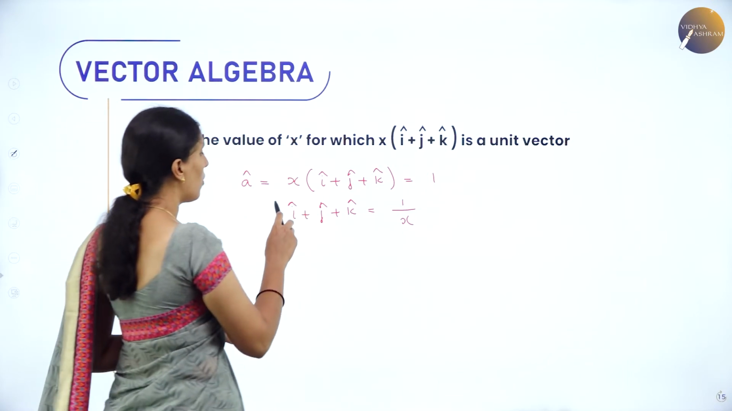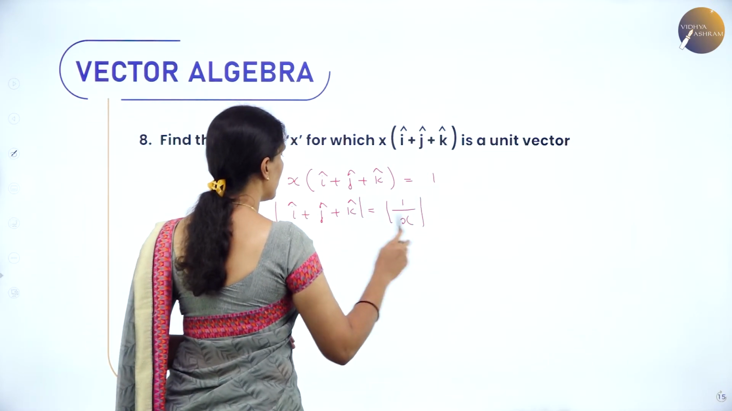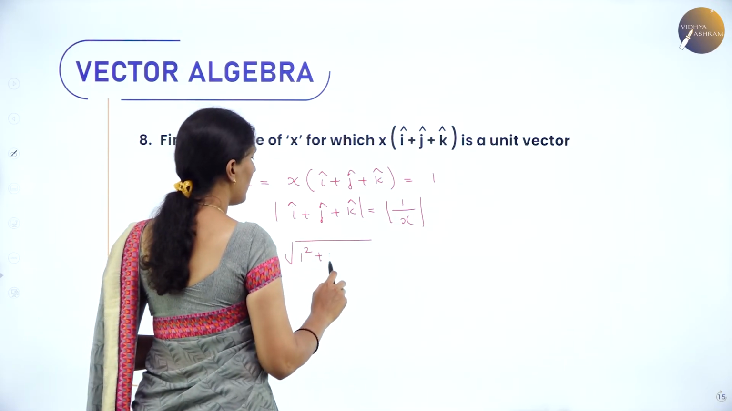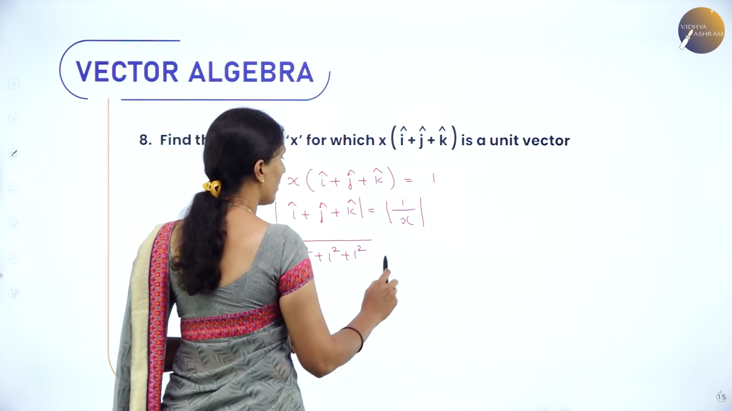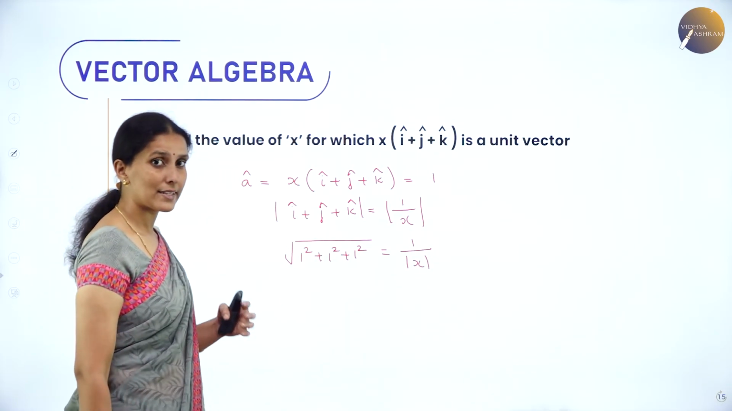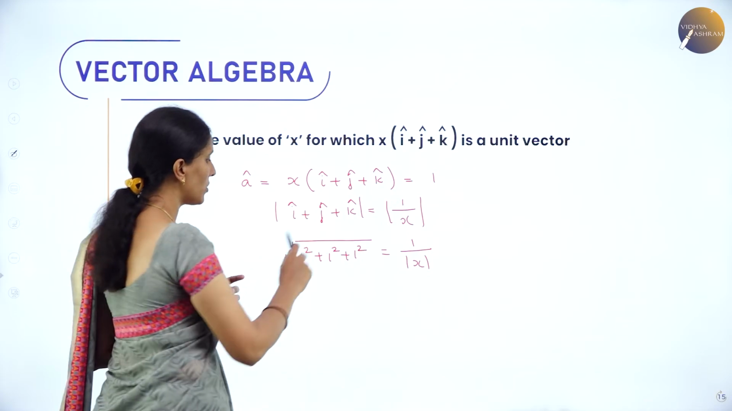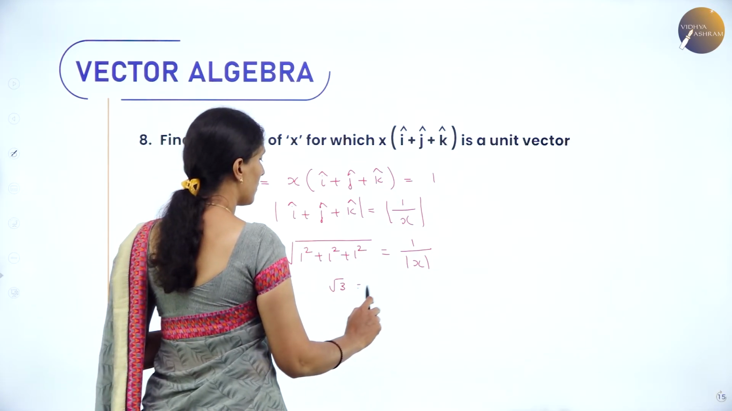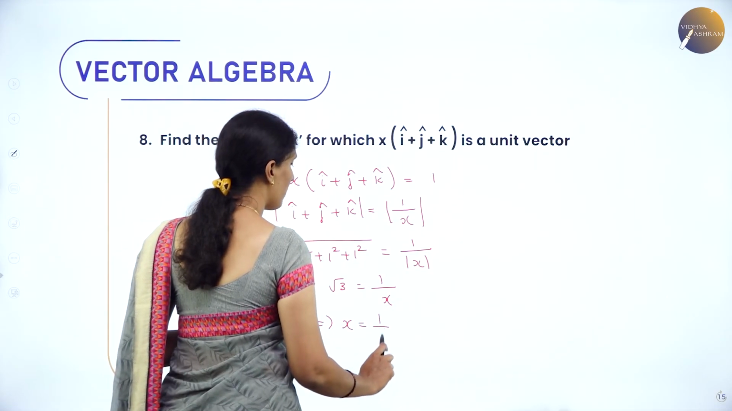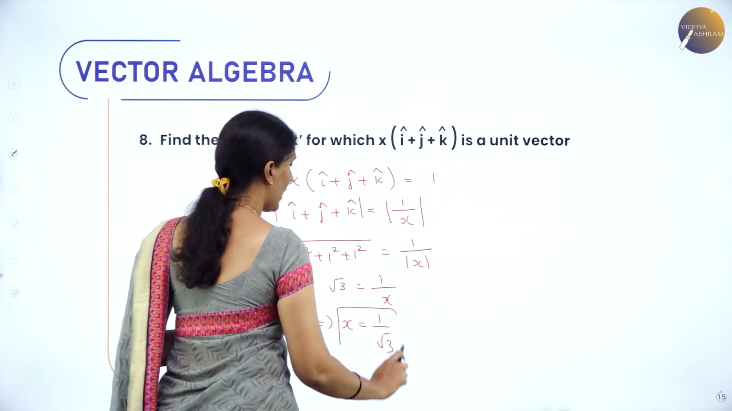Now let me take the modulus on both sides. So this is the square root of 1 square plus 1 square plus 1 square, which is equal to 1 over the magnitude of x. So x can be taken as positive. So this is root 3. Therefore, I can take x is equal to 1 by root 3. So this is the value of x.